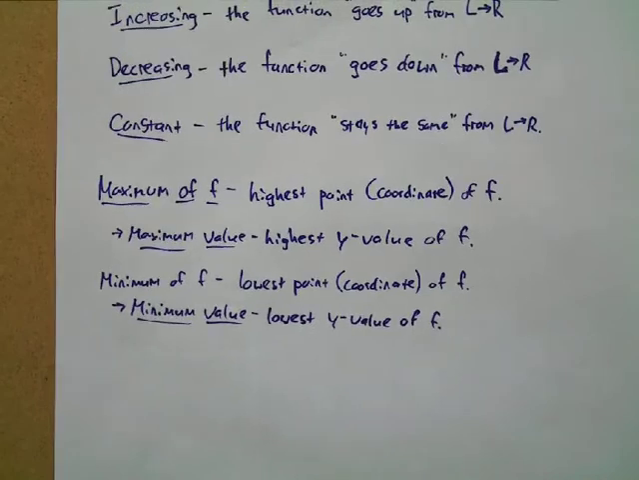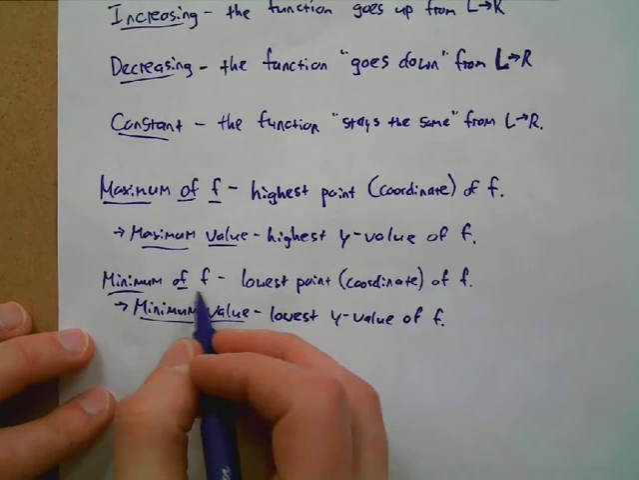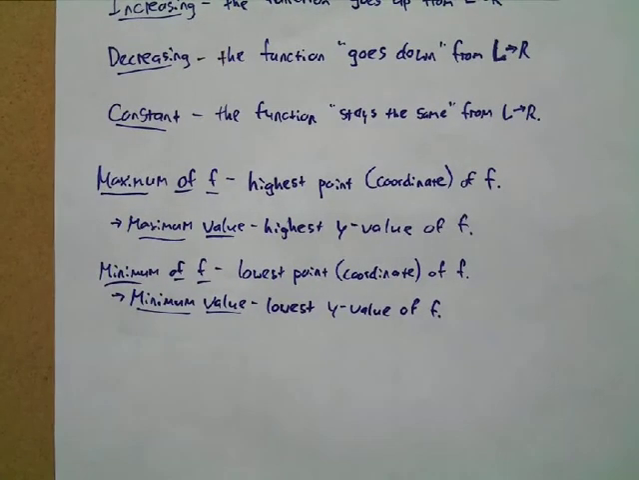The minimum of f is the lowest coordinate, the lowest point. And the minimum value is the lowest y value. Okay.